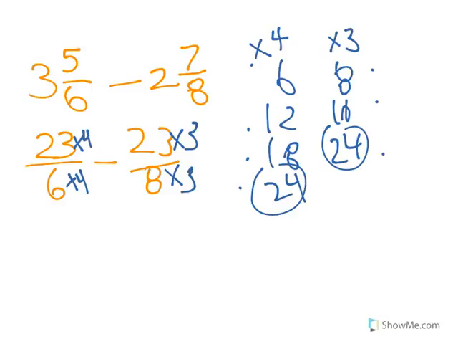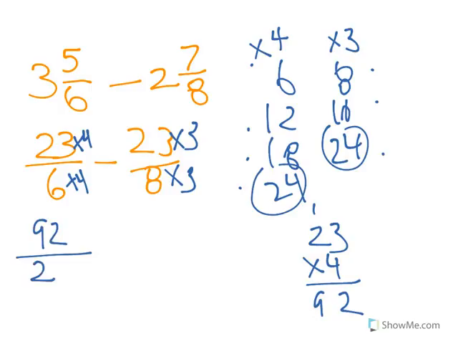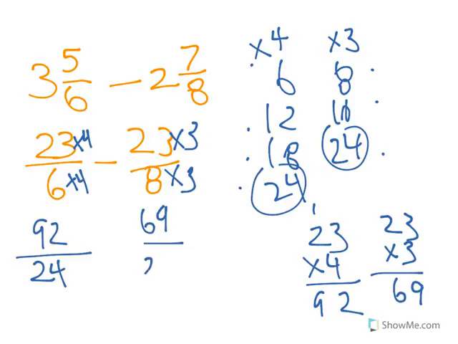And so 23 times 4 is going to be equal to 92. So it's 92 over 24. And here we've got 23 times 3. So it's going to be, let's see, 9 and then 69. So this is going to be 69 over, now we have 24ths. That's where our whole goal was, of finding that common denominator.